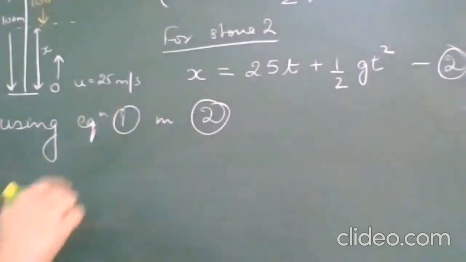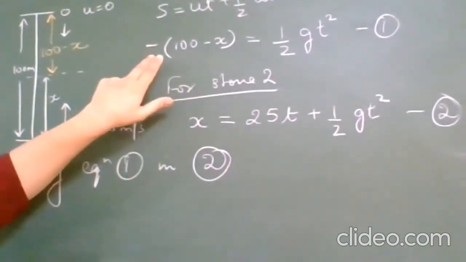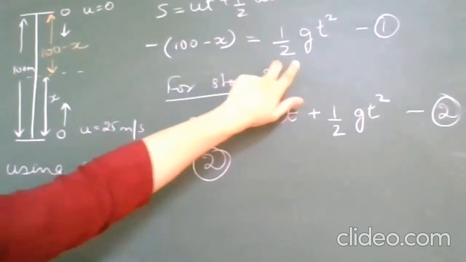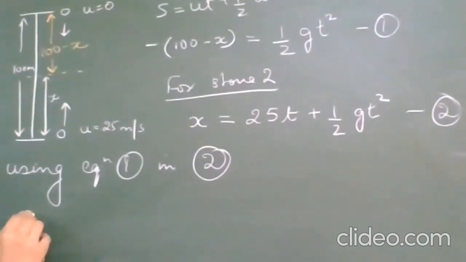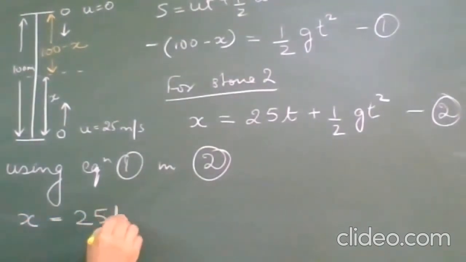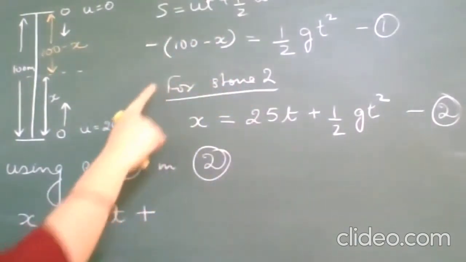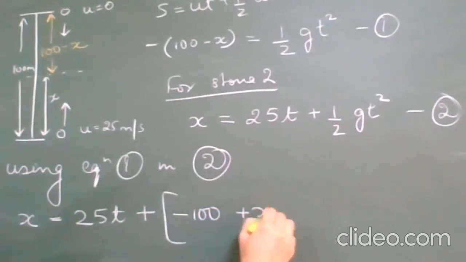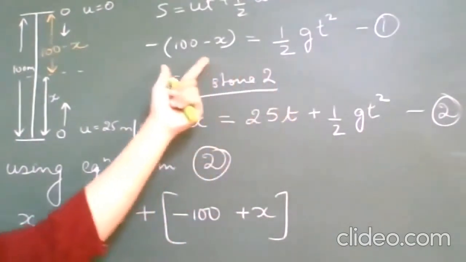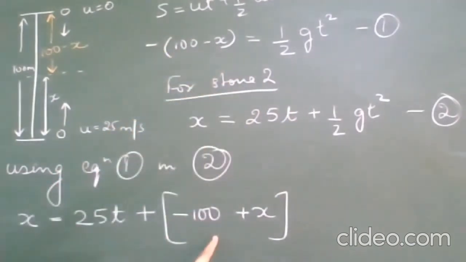Now I am substituting equation 1 which says that minus (100 minus x), minus is common outside, is half gt square. Now I am putting this half gt square value in this equation. So what will this equation look like? It becomes x is equal to 25t plus, ये जो half gt square है इसकी जगह मैं ये वैल्यू डाल रहा हूँ because I am using equation 1. ठीक है, so this will become minus 100 plus x. Is this step clear to all? I have substituted half gt square from this equation as minus 100 plus x. I took the minus inside, so this becomes minus 100 plus x. So I have put it here.